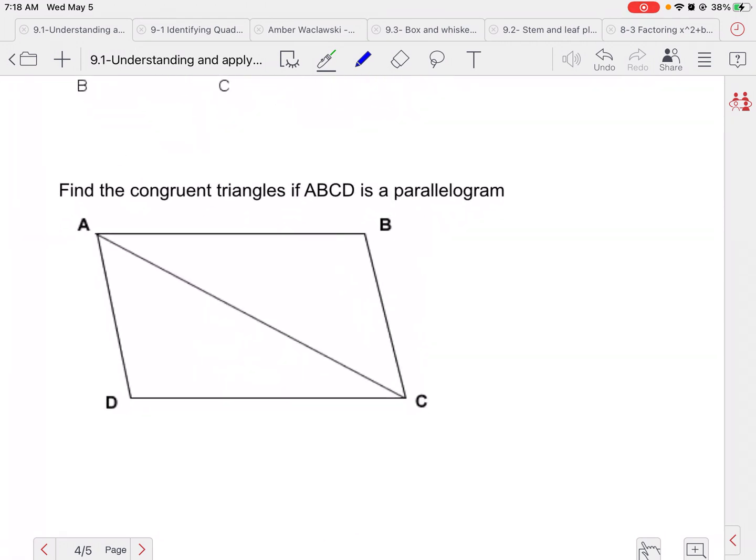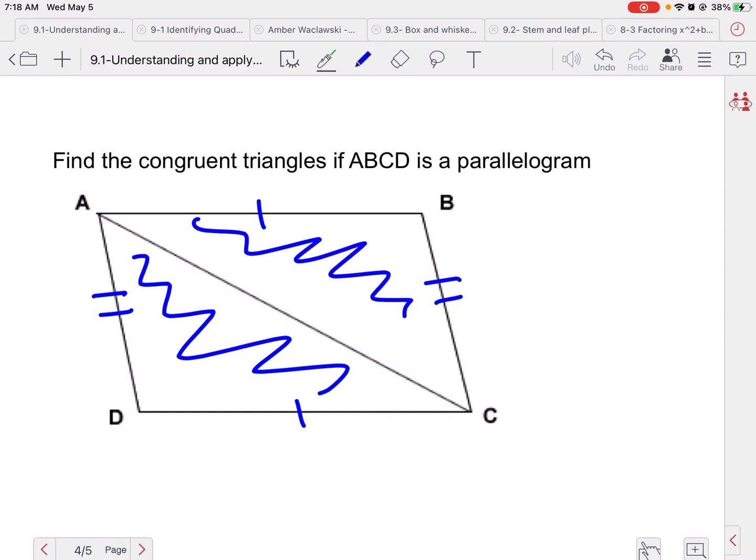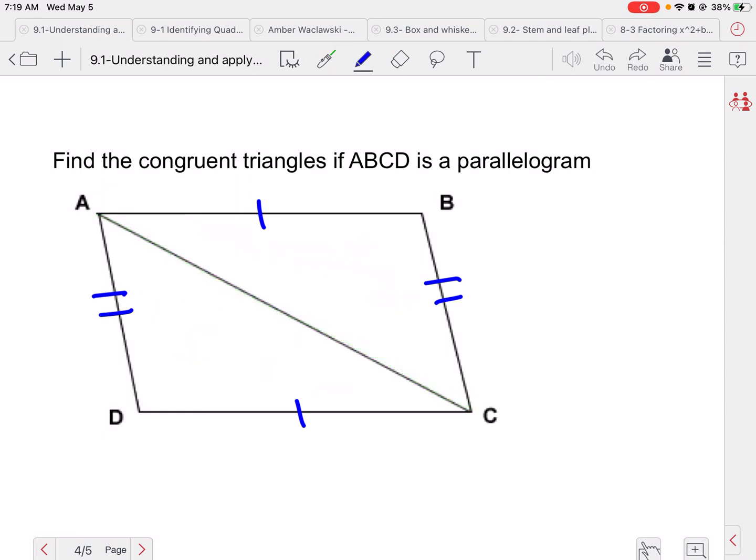So we're going to try and find the congruent triangles if ABCD is a parallelogram. Well, if it's a parallelogram, we know that AB has to be congruent to DC. And we know that AD has to be congruent to BC. That's the definition of a parallelogram. And then remember we talked yesterday, AC is the line in both triangles because we have this triangle over here and this triangle over here. So if I took a pair of scissors and cut it right along this line, they would both have that same exact line. So we can say that AC is congruent to itself.